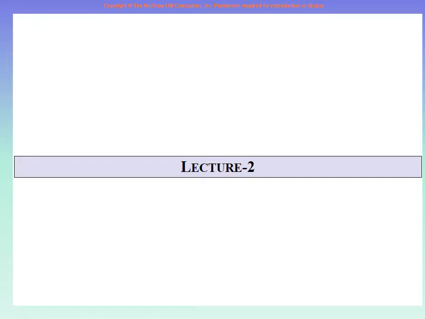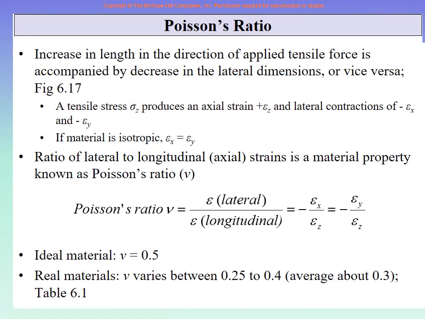So this was the first part of chapter 6, lecture 1. Now we begin lecture 2. The topic is Poisson's ratio.